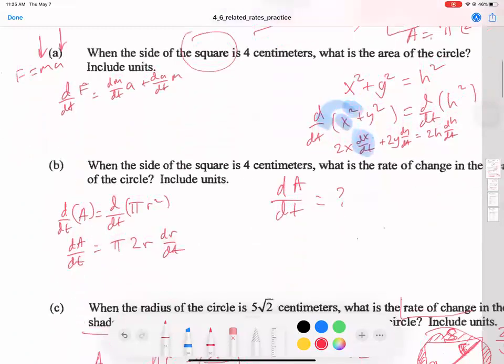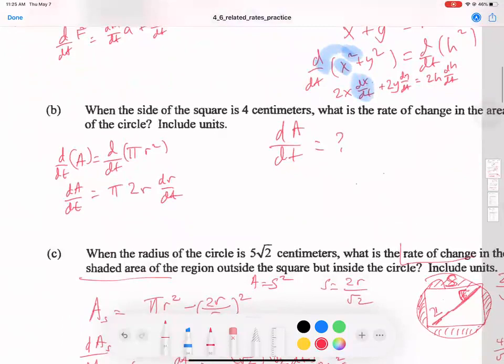Okay, let's go back. Now here is the next crazy part. Remember, solve what they're asking us to solve. They're asking us to solve for dA/dt. Hey, we have that already. Good job. Now we need to plug in some variables.